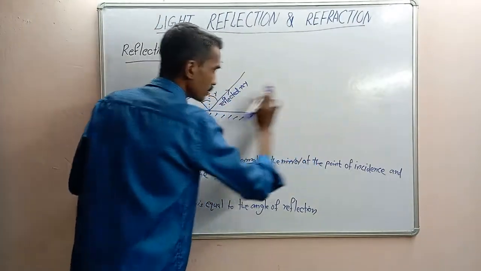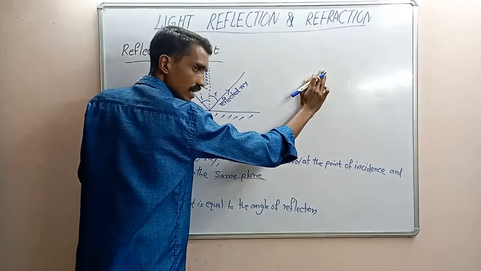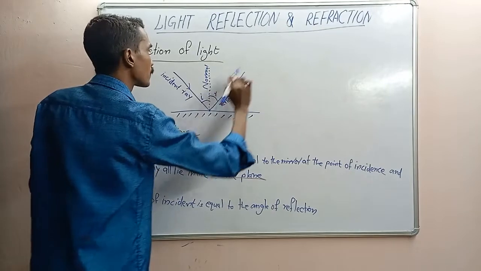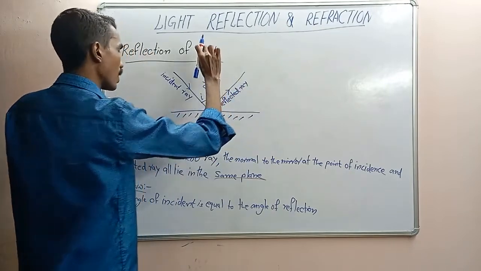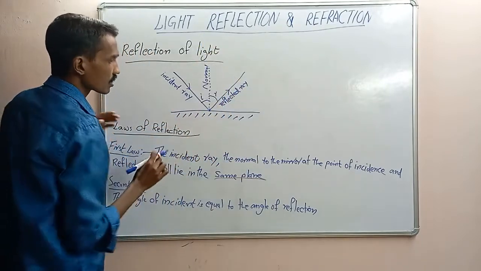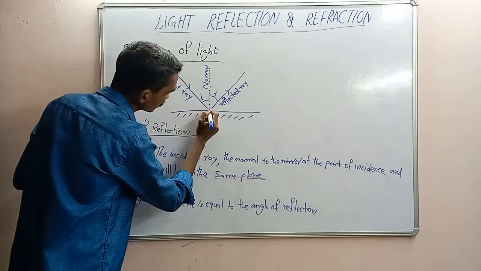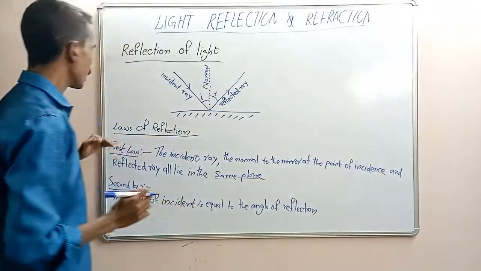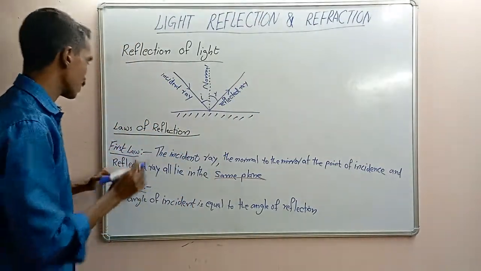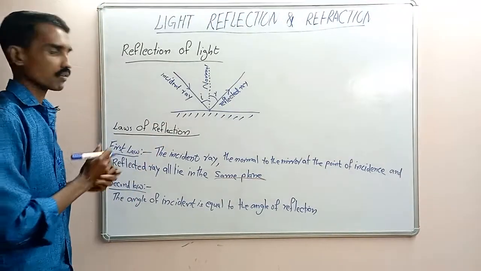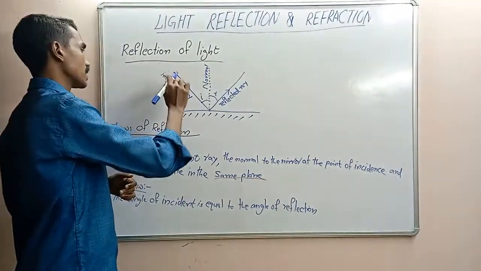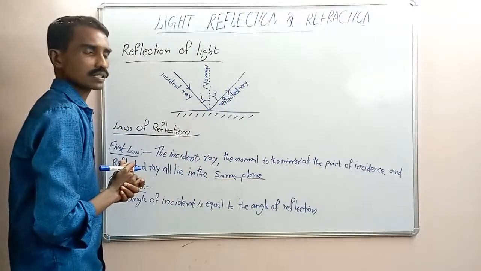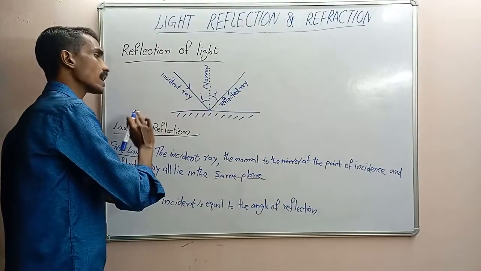Imagine this body is a plane. The incident ray is there, the reflected ray is there, and the point of incidence is here. These all lie in the same plane. This explains the first law of reflection. Once again, the incident ray, reflected ray and point of incidence all lie in the same plane.